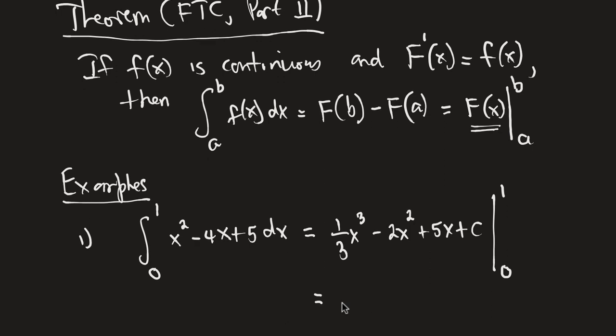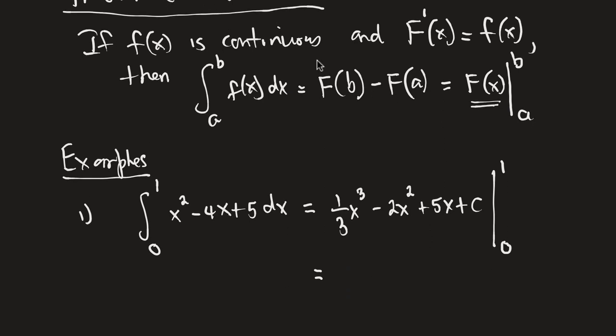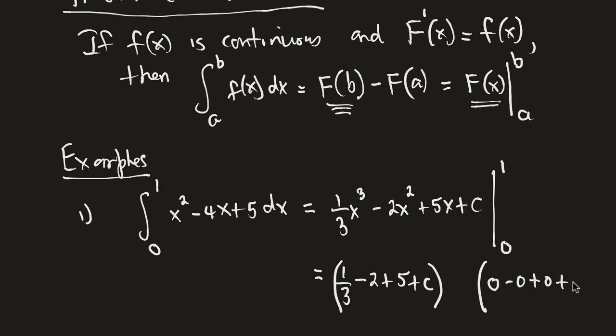Now let's do the actual process. So plug the upper limit in. So this is 1/3 times 1 minus 2 times 1 plus 5 times 1 plus c. I'm going to put that in parentheses. Again, that's all of this. And then we have to do the same process, but now substitute the lower limit in. I'm going to put that here. So that will be 0 minus 0 plus 0 plus c.